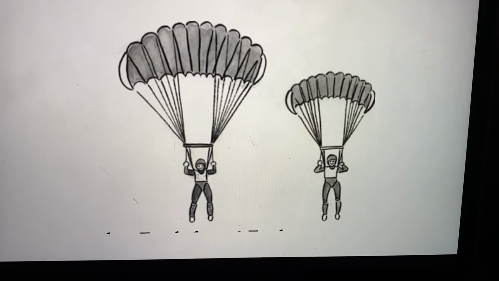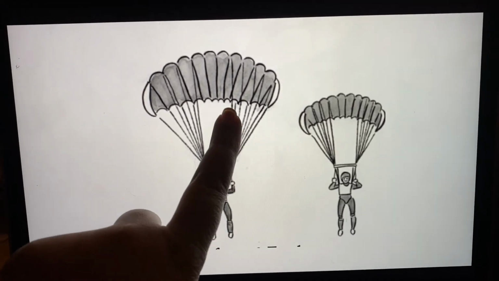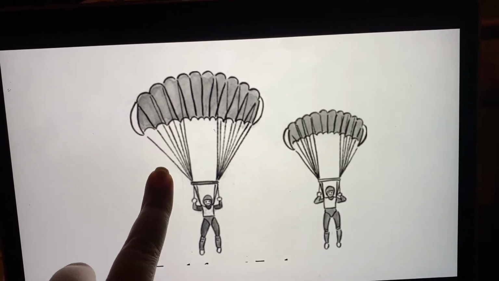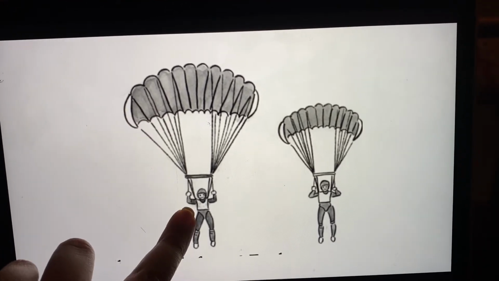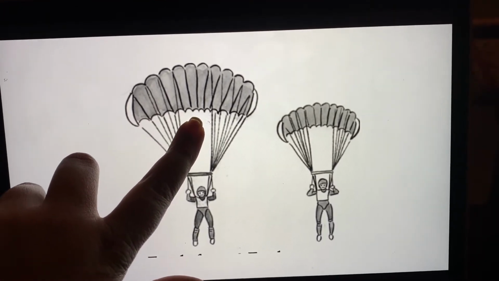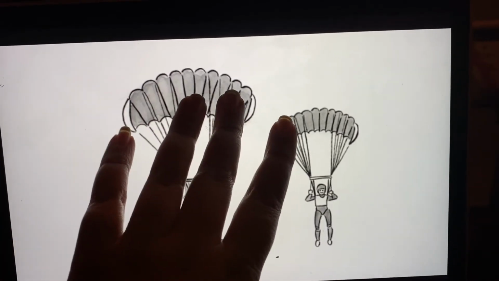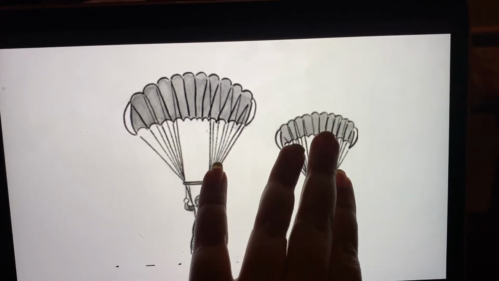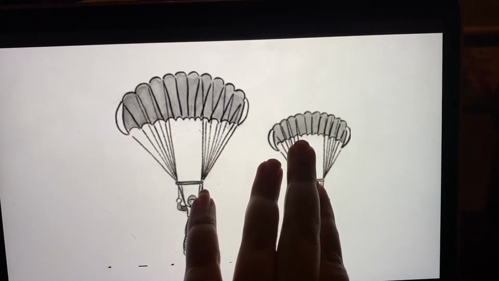Together as a class, we could predict that the larger parachute will have more resistance falling down from the air resistance that pushes up. This is because the larger parachute, of course, has more surface area than the smaller parachute with less surface area.